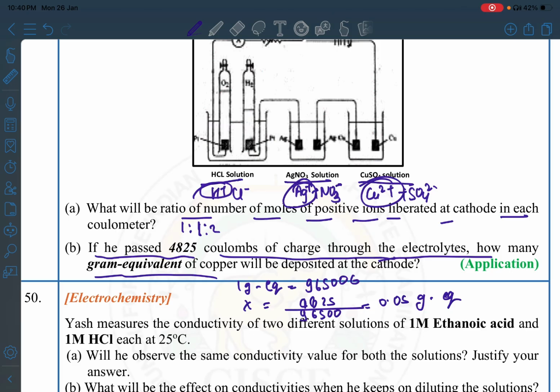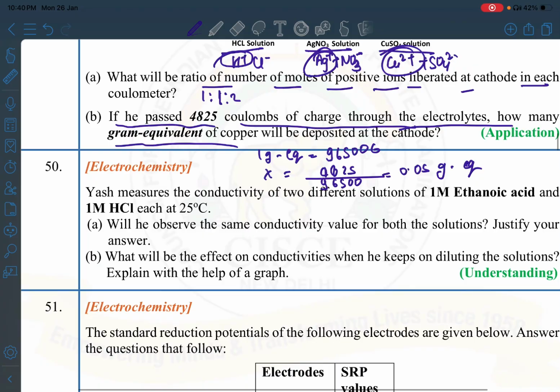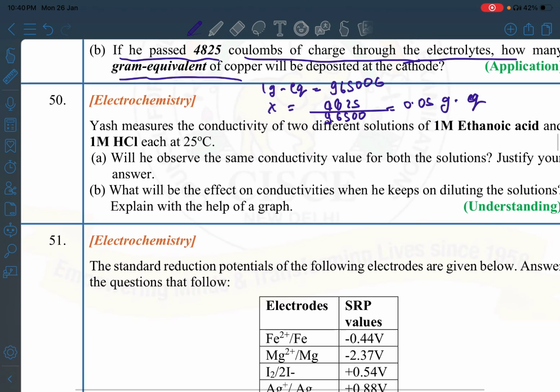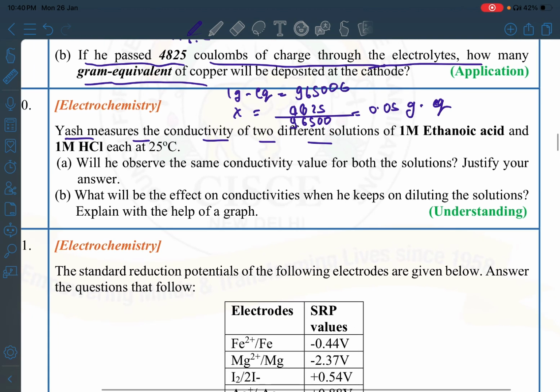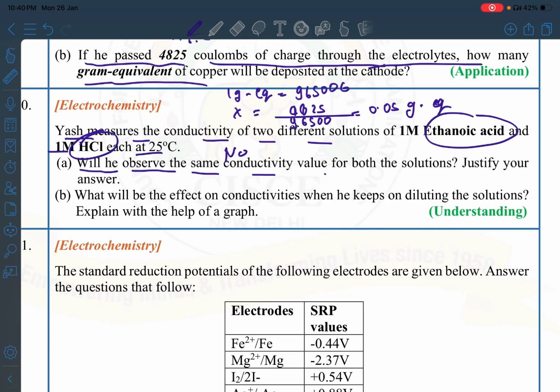Okay, got it? Then the next question, question number 50. Measure the conductivity of two different solutions of 1 M ethanoic acid and 1 M HCl at 25 degrees Celsius. Will he observe the same conductivity? No, because one is a strong electrolyte and the other is a weak electrolyte. So no, not the same conductivity. Justify your answer.